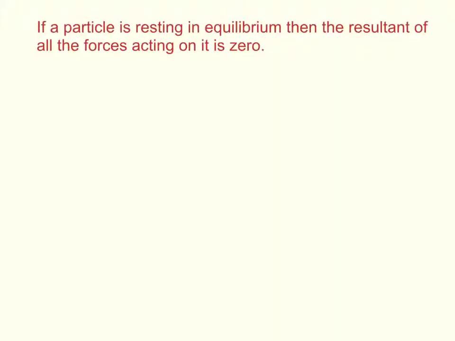Okay, so we know that if a particle is resting in equilibrium, then the resultant of all the forces acting on it is zero, i.e. it's not moving, there are no forces going in any direction. What this means with vectors is if we have forces F1, F2 and F3, then if these forces are in equilibrium, when you add them together to get the resultant, you get zero. So let's do an example of a question.